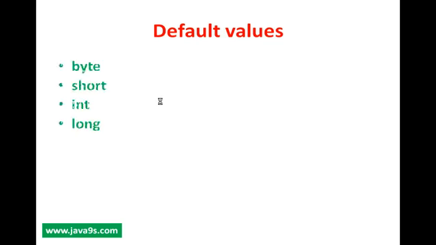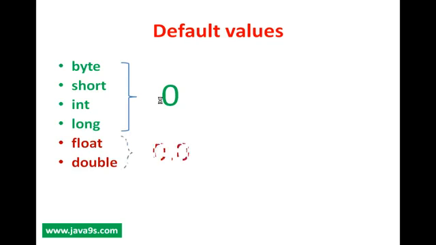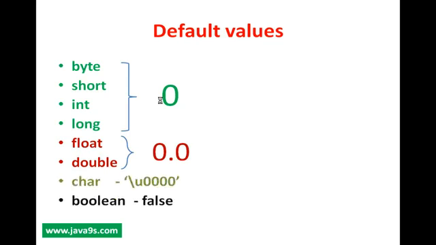So when you say byte B and just leave it without assigning a value, then the JVM gives the value as 0 automatically. So byte, short, int, long will be assigned 0. Float and double will be assigned 0.0, and char will be assigned \u0000, which is actually a blank space, a Unicode value, and boolean will be assigned false. So please remember, it's only the instance variables which will be given the default values.